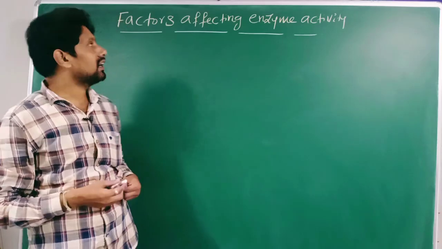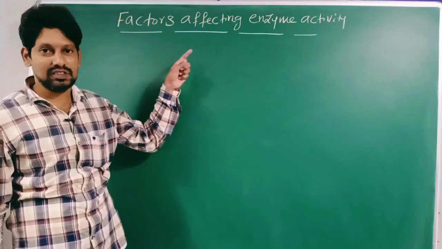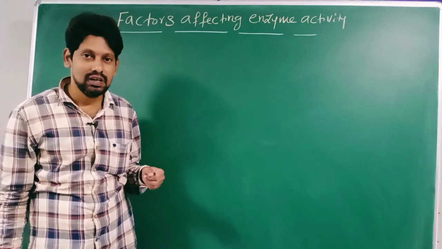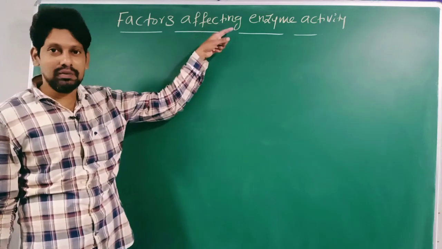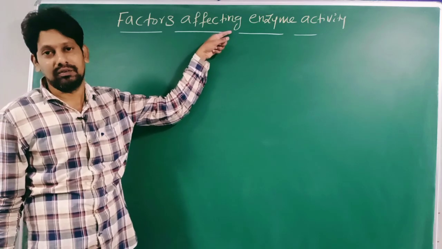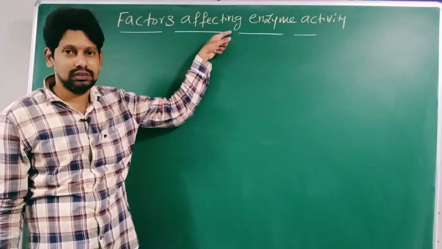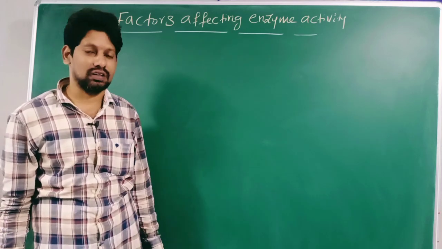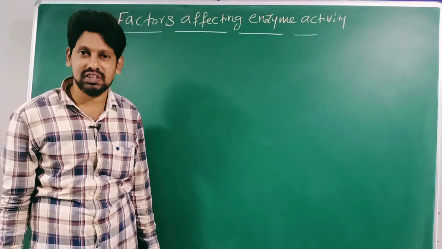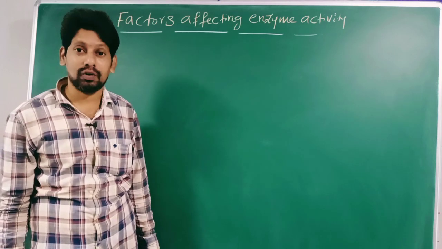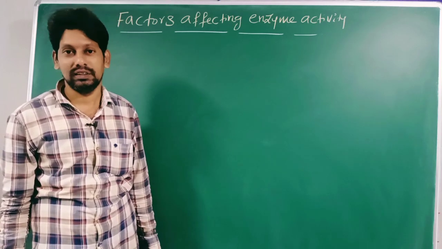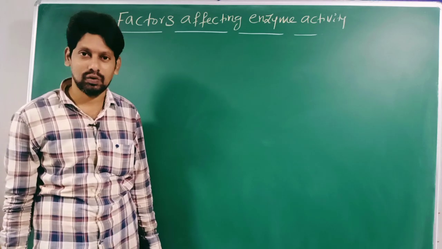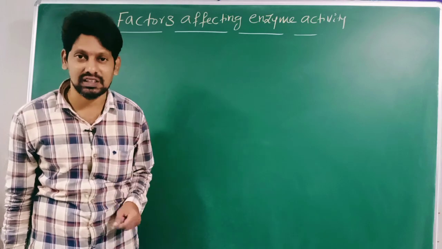Students, we are discussing factors affecting enzyme activity. What are the factors that affect enzyme activity? Number 1, temperature. Number 2, pH. Number 3, substrate concentration. Number 4, enzyme concentration. Number 5, product concentration. Number 6, inhibitors, chemical inhibitors, which inhibit the enzyme activity.